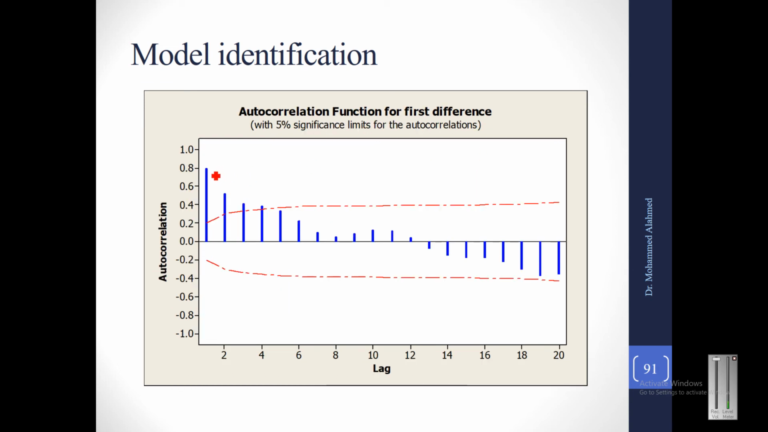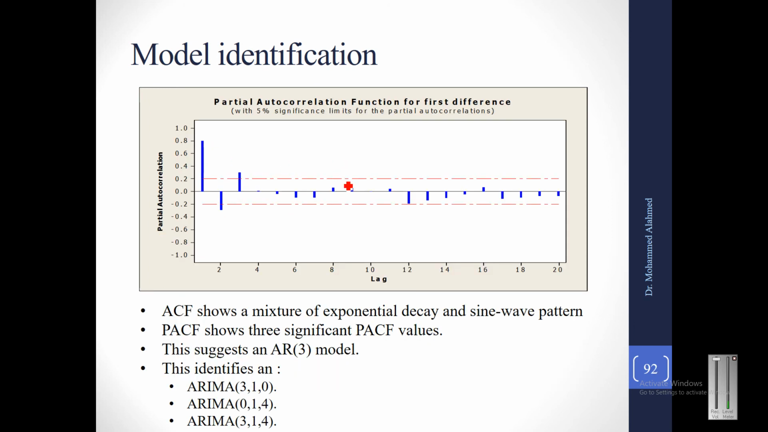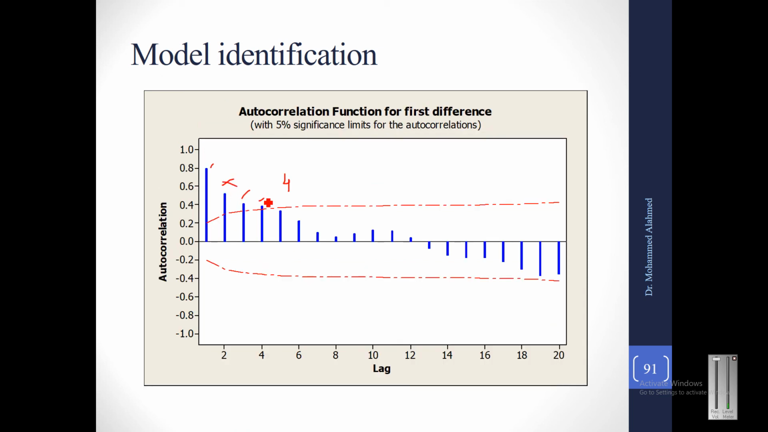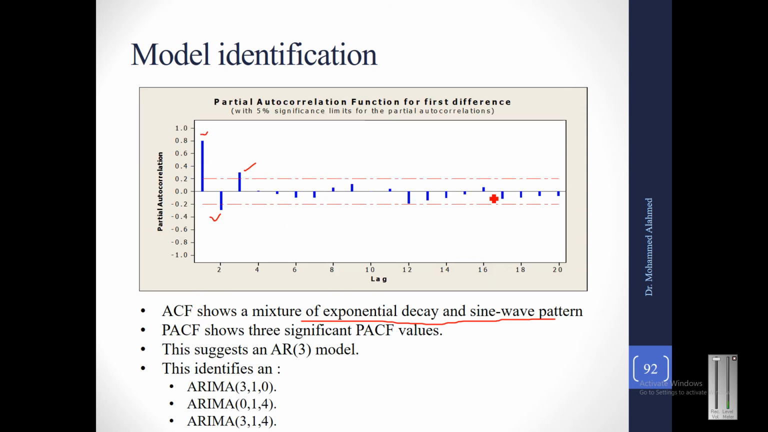So in the ACF, now you can see we have 1, 2, 3 and 4, right? We have 4 significant ACF spikes indicating maybe a possible MA(4) model, right? And then we have 3 spikes here in the PACF. So ACF shows a mixture of exponential decay and a sine wave pattern. You can see this is like a sine wave, this falls, then increases, right? So kind of a sine wave pattern, and also this is decaying, right? So PACF shows significant values. How many significant? 1, 2 and 3, right? Because all other lines are below the 95% interval. So this suggests an AR(3) model.